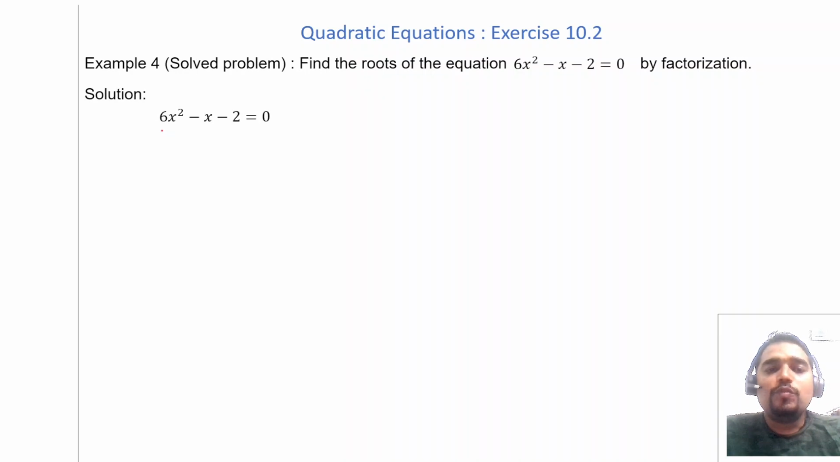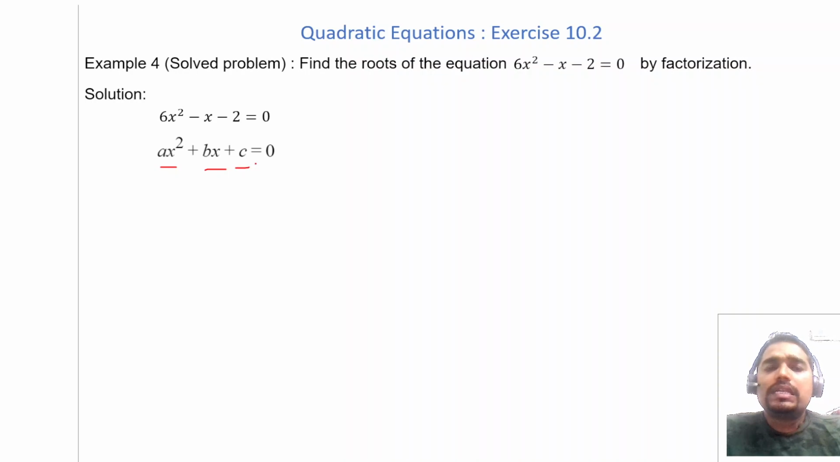So here we see that the first term is having a variable x with highest exponent being 2. Second term is a variable term again with the exponent being 1, and the third term is a constant. Therefore this is looking like the standard form of quadratic equations, ax square plus bx plus c equals 0.